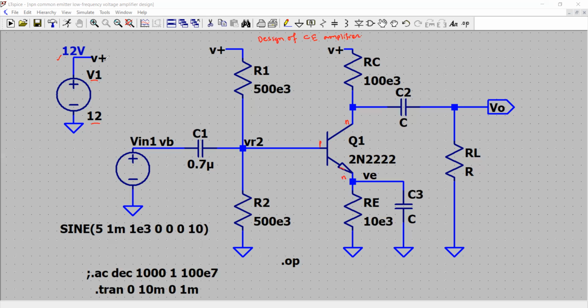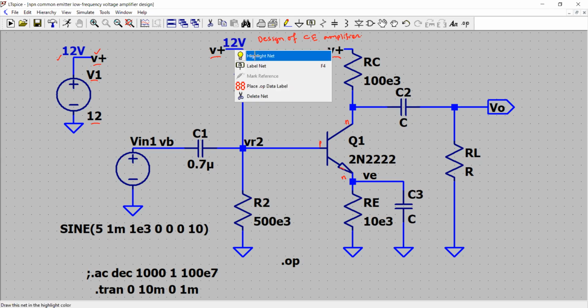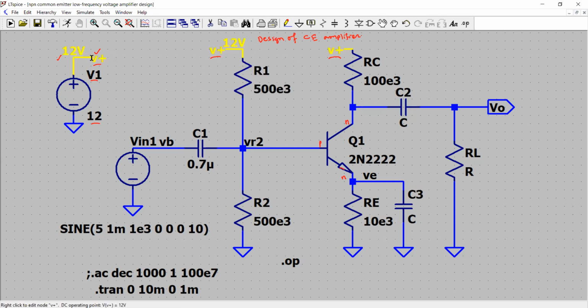So you see the name of the net is V plus, that is connected here, and that is connected here. And another way to check whether there is a connection or not, I will just right click this net and click highlight. So you see that this net is connected here and this net is also connected here.